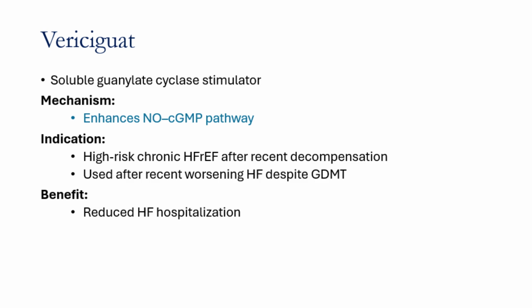Vericiguat is a soluble guanylate cyclase stimulator that enhances the nitric oxide cGMP signaling pathway. It is primarily used in high-risk chronic HFrEF patients who recently experienced decompensation despite guideline-directed therapy. Clinical data show modest reduction in hospitalization risk.